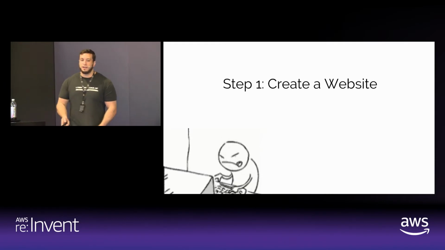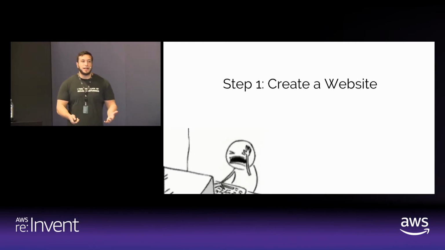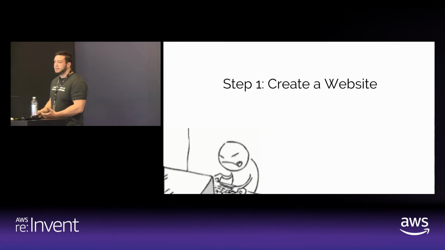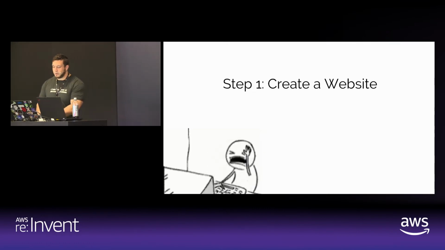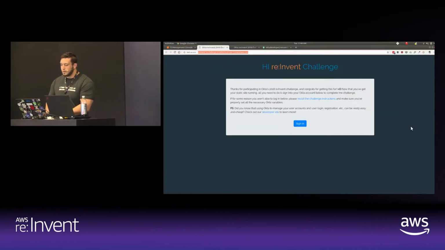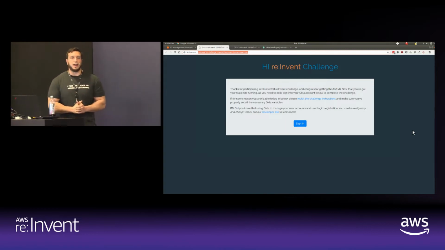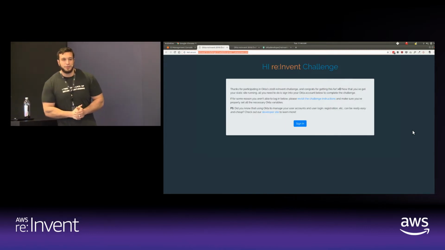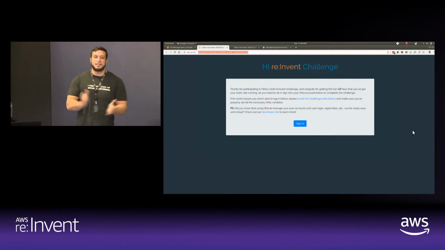So the first part of this is that you typically need to have a website that's already ready to go. Now, in this case, I actually built something that I'll just show you real quick. So I actually built this little reInvent challenge app. As a matter of fact, it's a single-page static website.